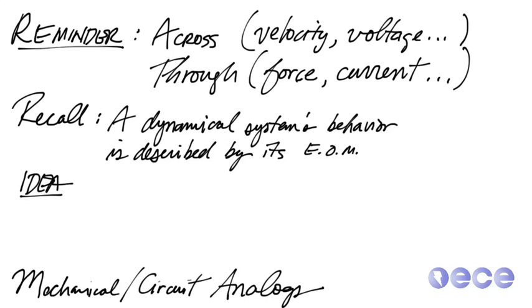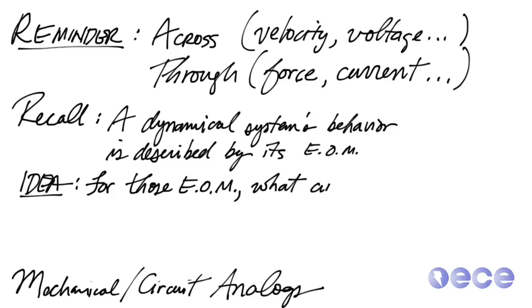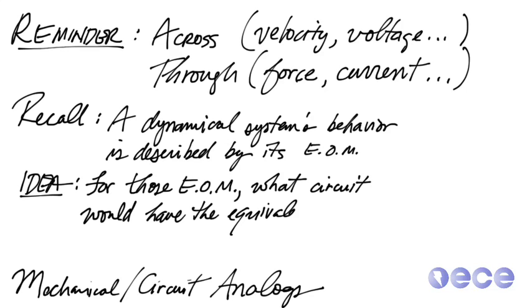So here's an idea. Let's say that we have some equation of motion for a dynamical system, well, a mechanical system. What circuit would have the equivalent equations of motion? This would be an interesting way to see whether you really understand what the fundamental topics are.